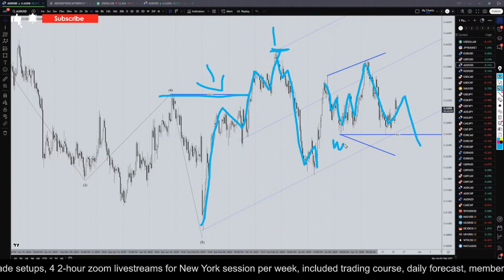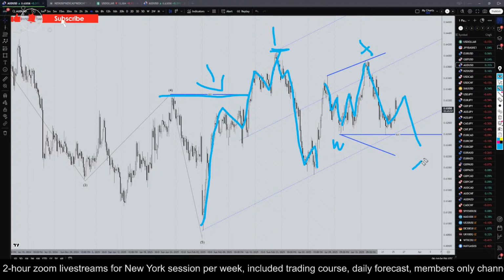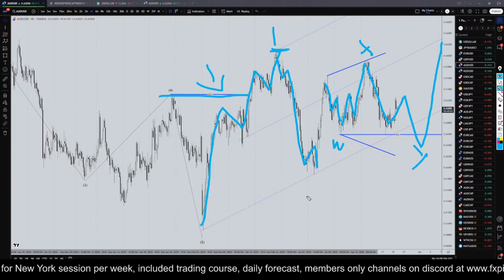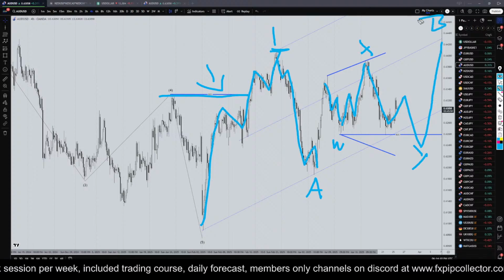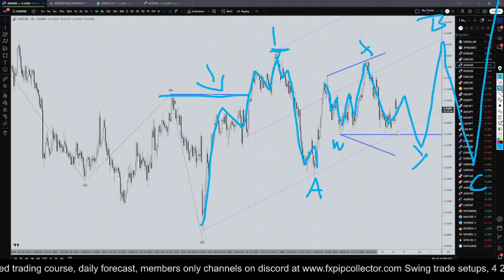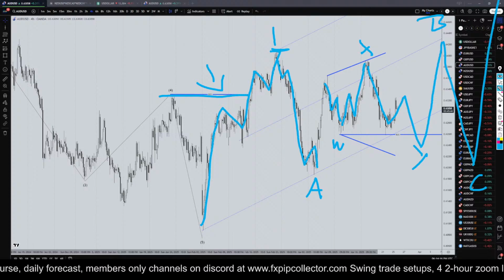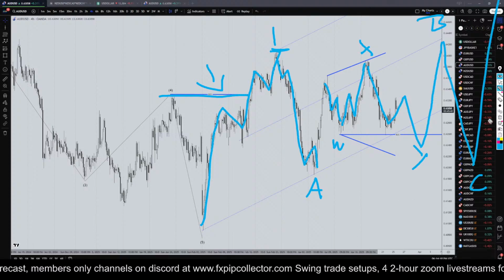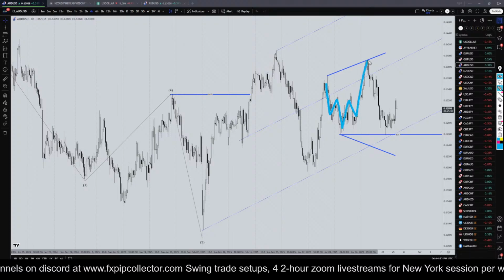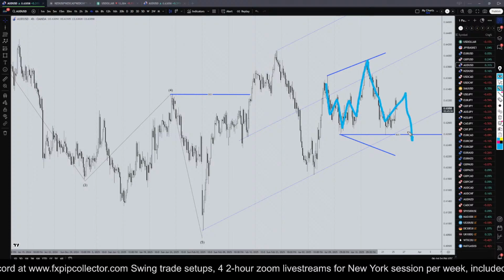For this right here would be the WXY. And then it potentially would go up. This would be the A, and this would be the B, and I don't know if it's going to stretch out that much, make a wave C, and then continue the uptrend. Boy, that'd be a lot of stretching out if it did all that, but it definitely looks like it's trying to make a 3-3-3 pattern. Three waves down, three waves up, one, two, three waves down.